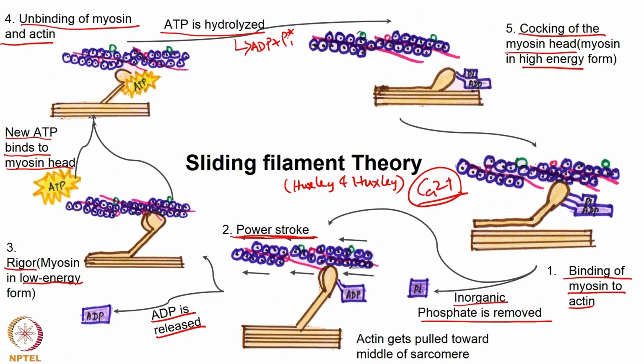Now, when ATP attaches to myosin, myosin unbinds or disconnects itself from actin, and then ATP is hydrolyzed into ADP and phosphate, and then it cocks the head and goes to a high energy form, and the cycle repeats. Crucial to this function are two things: one, obviously ATP or energy; two, calcium. If neither of these, or even if one of these is not present, then this will not happen. So, this is the crucial role of calcium in the sliding filament theory, or in the production of force by the muscle.